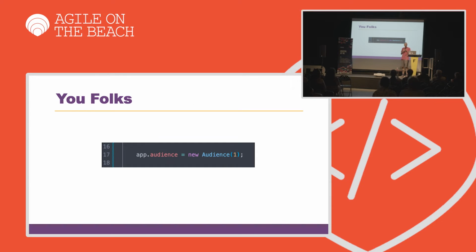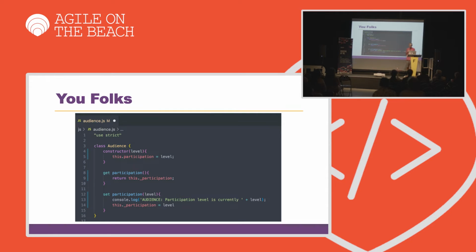And you're included so much that I've put it in at a code level. Here we are instantiating a new audience, and we're going to set crowd participation to level 1. And you'll find out why later. If you're interested, this is what is happening under the hood. It is a simple getter and setter using JavaScript.